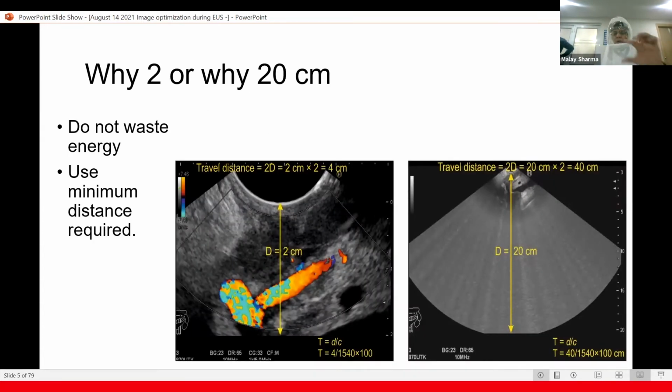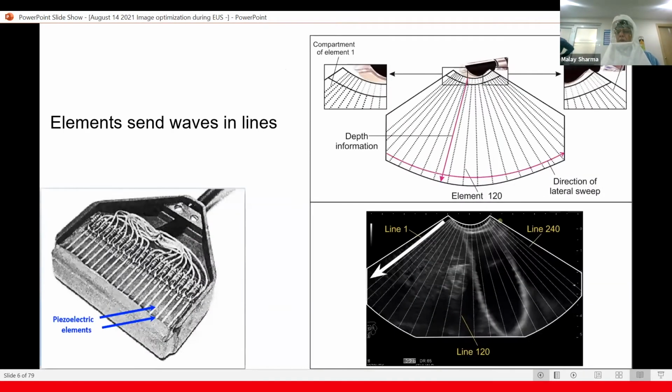For example, we want to use 2 centimeters or 20 centimeters. In the case we just did, we used maximal depth to demonstrate what exactly was going on. So in this case, what we want to show is the construction of all the elements that we want.